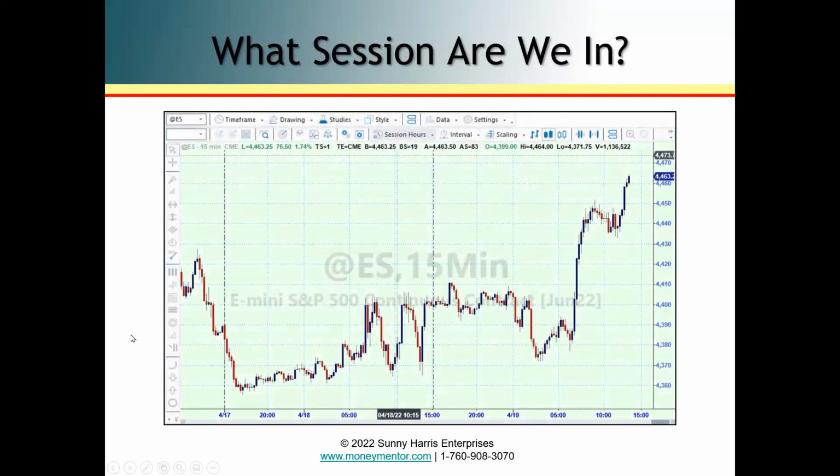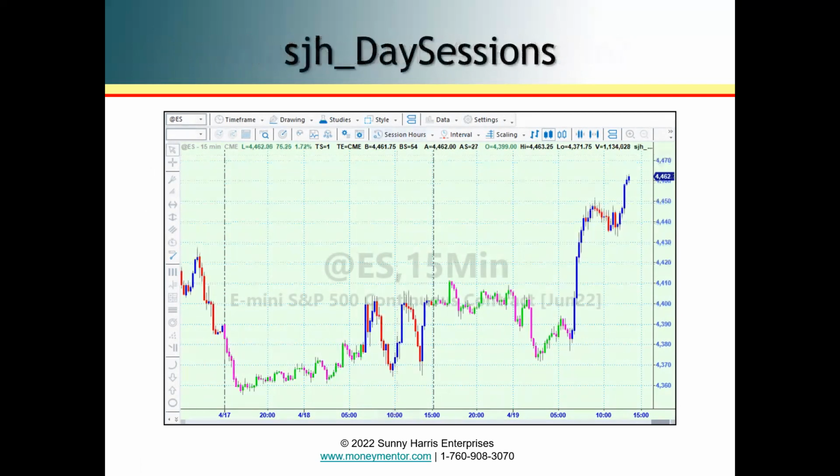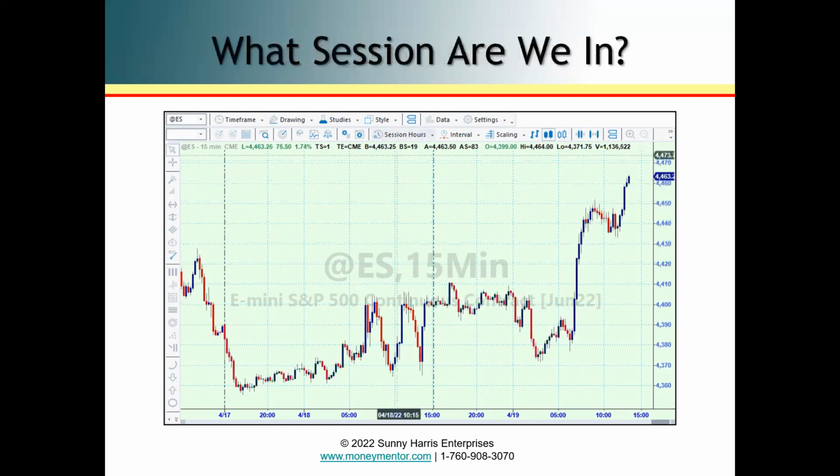Here, for instance, is the E-mini 15-minute chart. And it's like, well, where are we? And that was yesterday, I think. And you can see here how much easier this chart is to read. The blue and red bars are the day session, and the magenta and green bars are the night session. There again, without it and with it. Feel like you went to the eye doctor? Is it A or B?